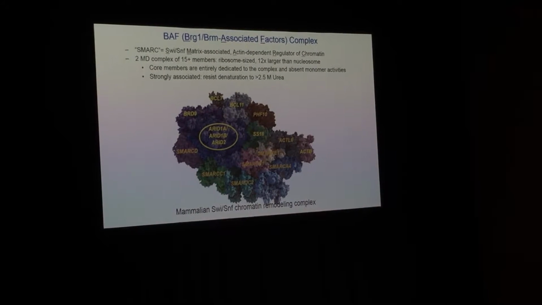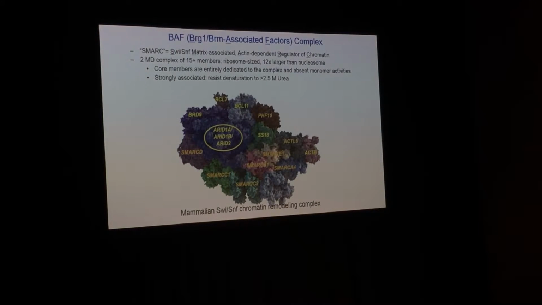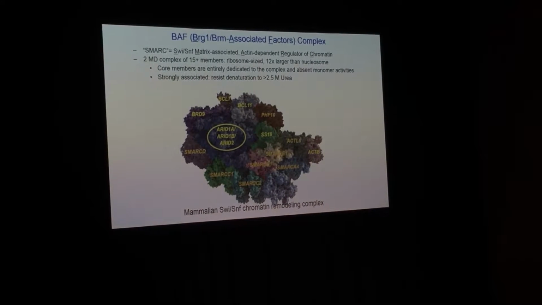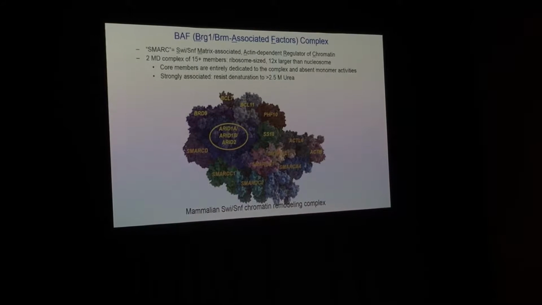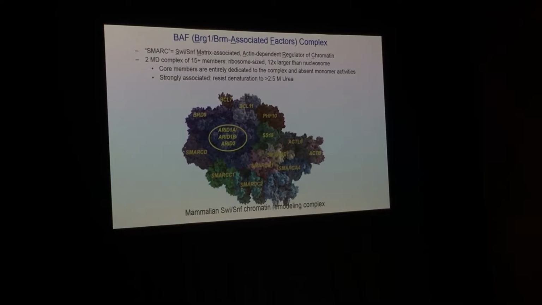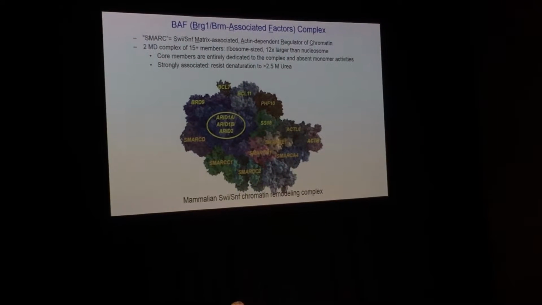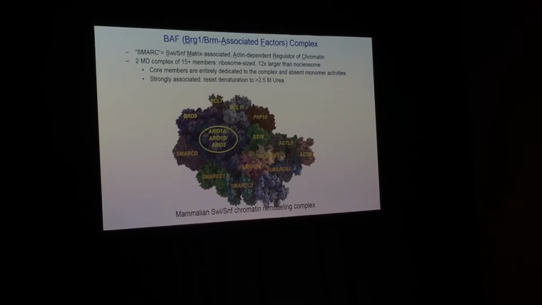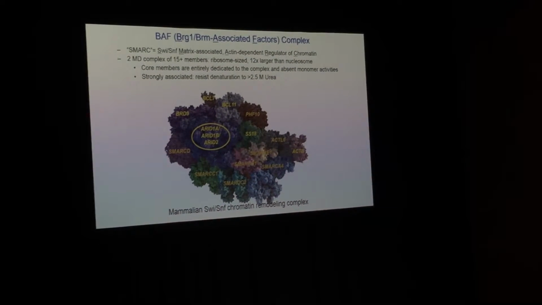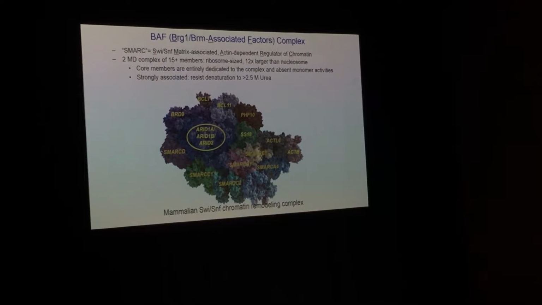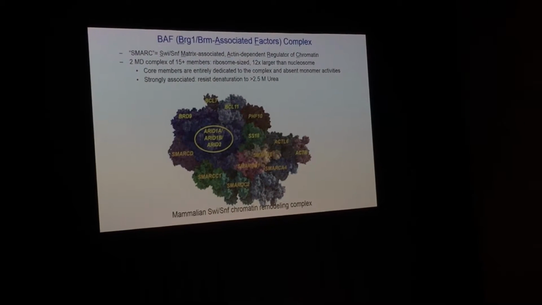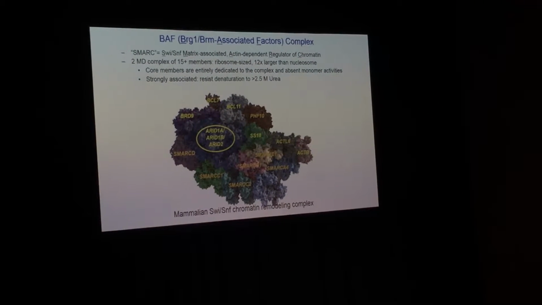The complex itself is a 2 megadalton complex. It has about 15 core members. It's ribosome sized. It's very large. It's about 12 times larger than the nucleosomes it repositions. The interesting factor about core membership is that they are entirely dedicated to the complex. They don't really have a monomer life. And these complex members are also very tightly associated and resist denaturation up to over 2 molar urea.